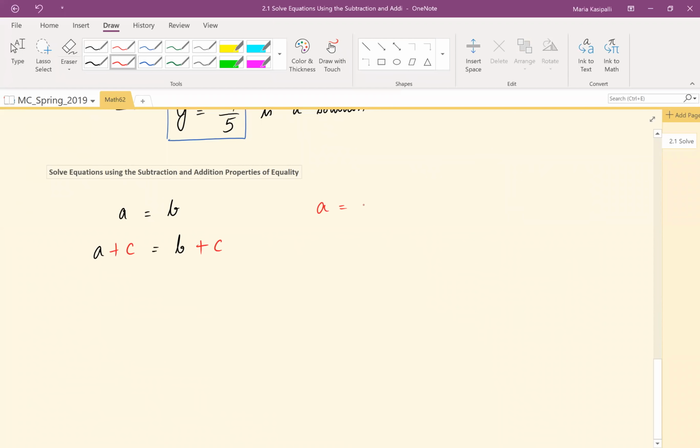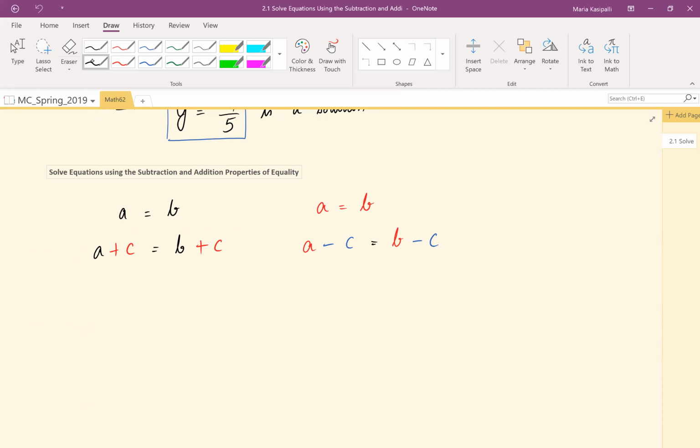Likewise, if A equals B, and this time you want to subtract a quantity C on one side, remember that you have to do the same thing on the other side as well. This is the property. So we're going to look at equations where we will apply these properties to find the missing variable.